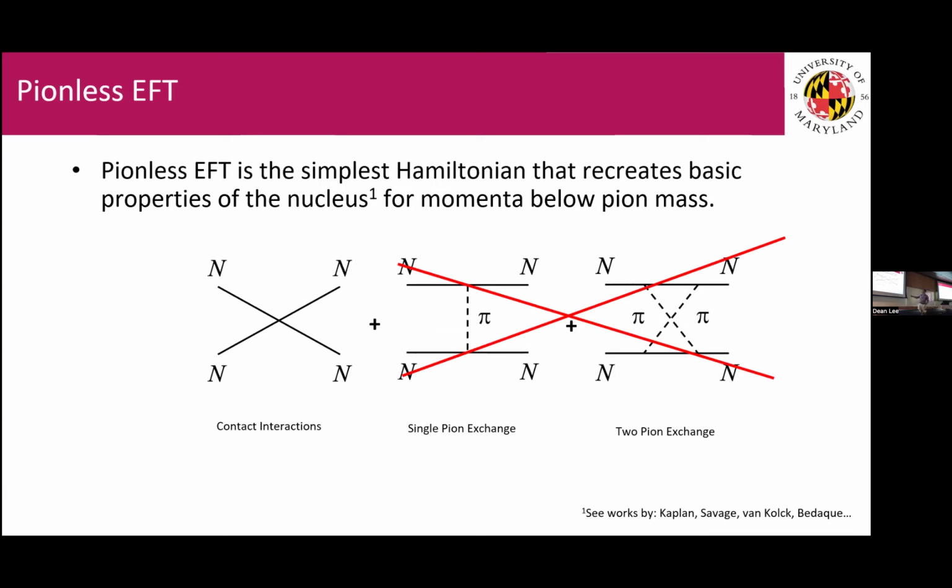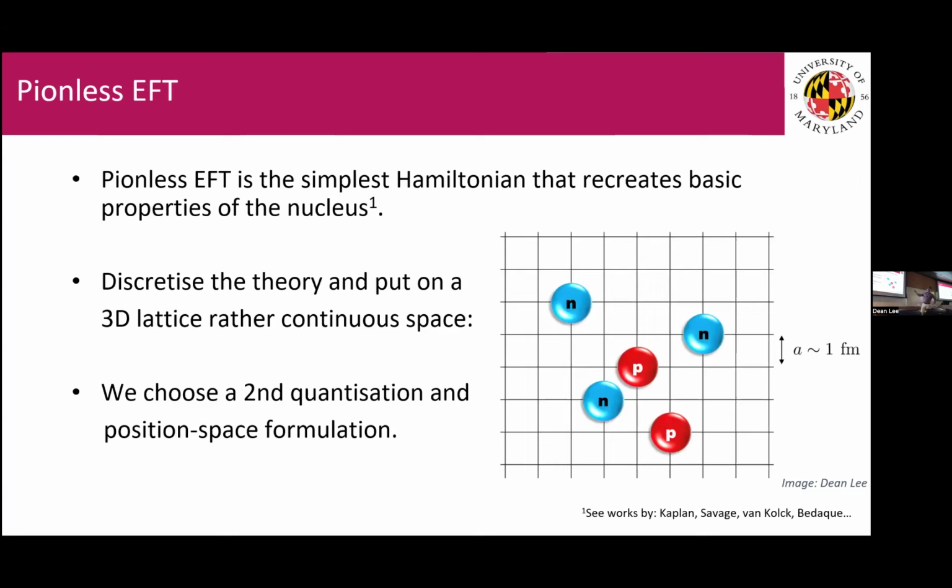So we're basically going to ignore the pion exchange terms and just focus on some contact interactions that occur between the nucleons. The image you should have in your head is that I have a Hamiltonian, and I'm going to discretize my spacetime in 3D. At each point, I can have a proton or a neutron, spin up or spin down. And we're going to choose to work in a second quantized, position space formulation. So I'm not going to be working in momentum space.